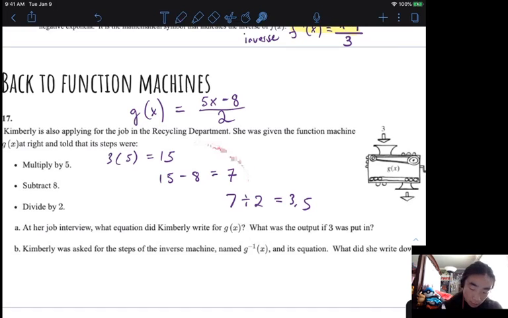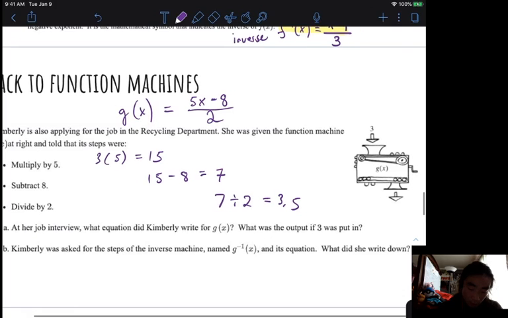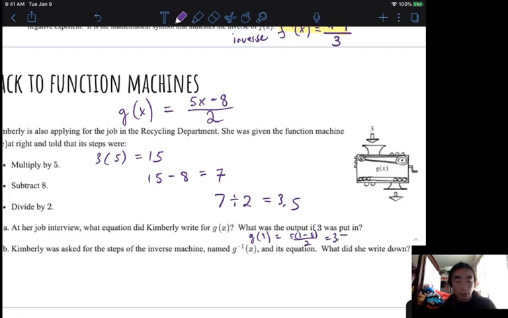And what is the output if 3 was put in? So for this question, g of 3 we'll see is the same as 5 times 3 minus 8 all divided by 2. You'll see that that is 3.5. So that's reviewing some function notation. It reviews these 3 steps, translating English into symbols.